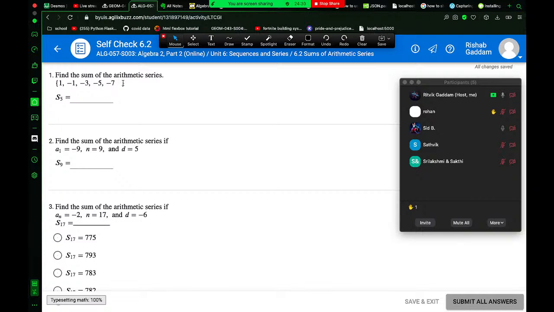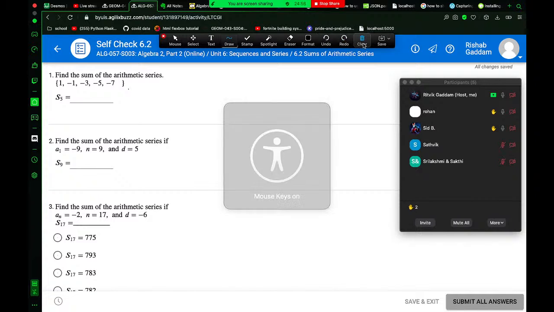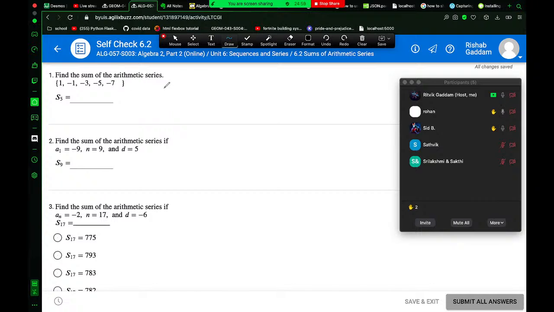So, if you want to do number 1, then raise your hand in the participants list. Rohan, you can do this one. Yeah, but I think they want you to use the formula. Can you use the formula? Can you say that again? I couldn't really hear you very well.